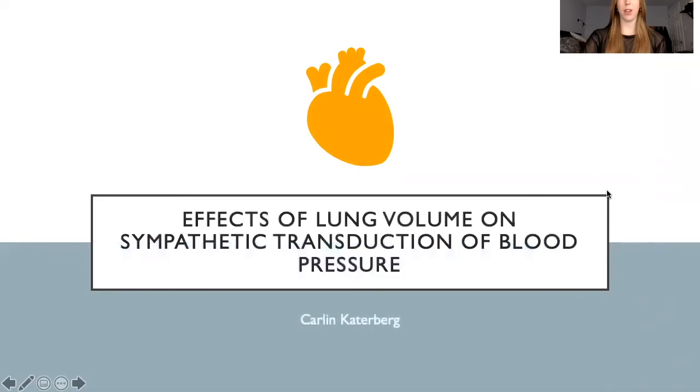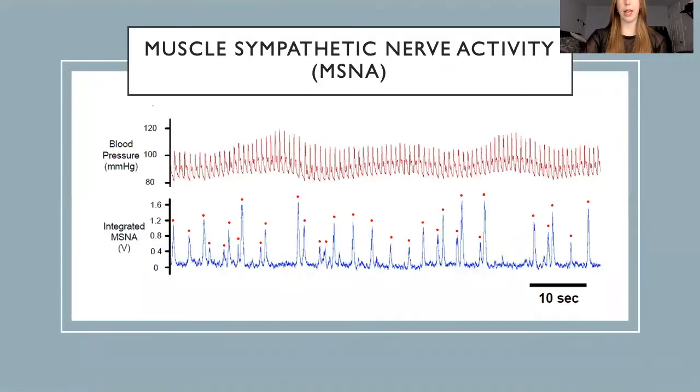Hi, my name is Carlin, and I will be talking about the effects of lung volume on sympathetic transduction of blood pressure. This summer, I had the pleasure to work in Dr. Philip Millar's Cardiophysiology Lab alongside master's and PhD students.